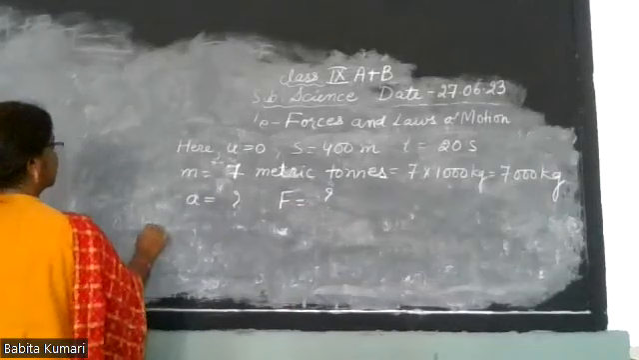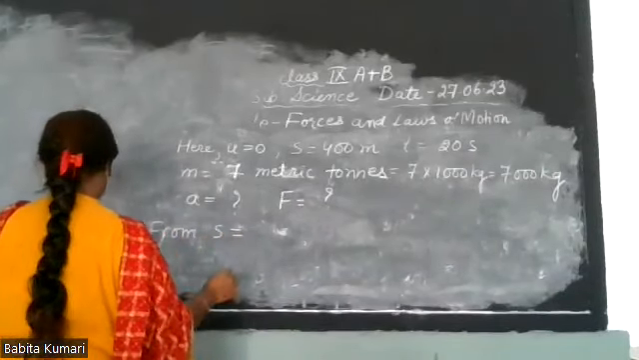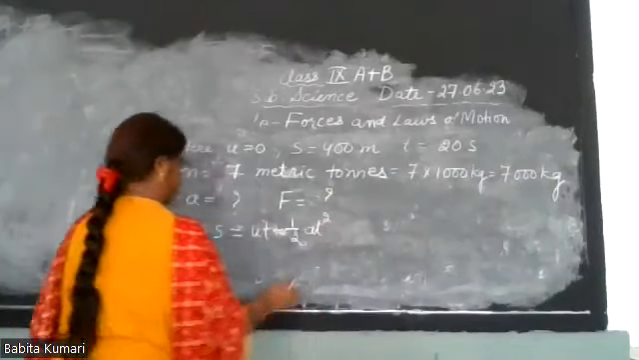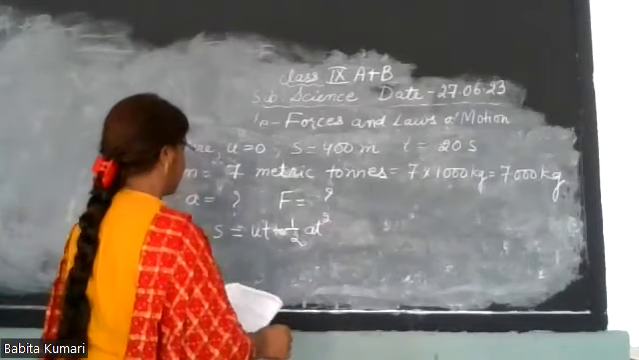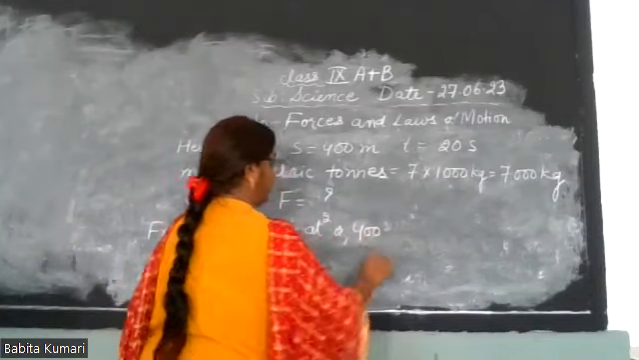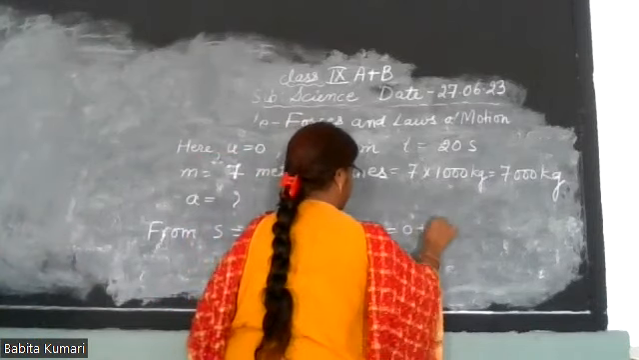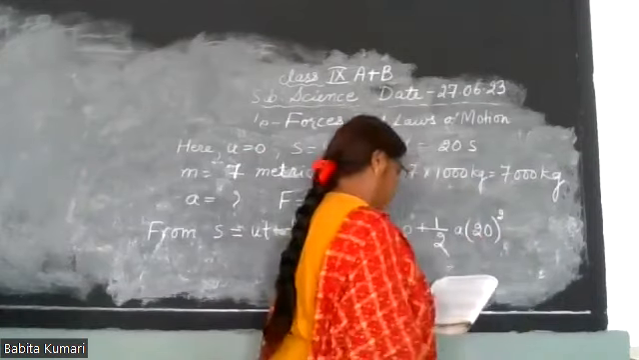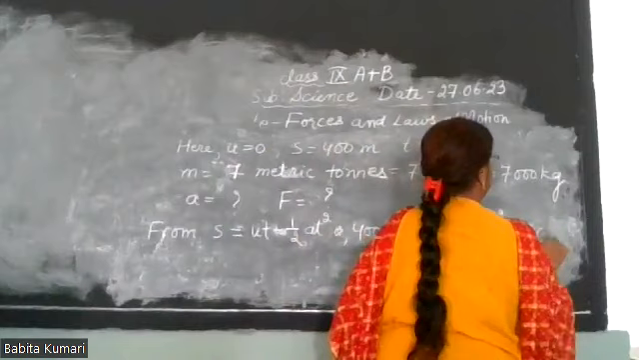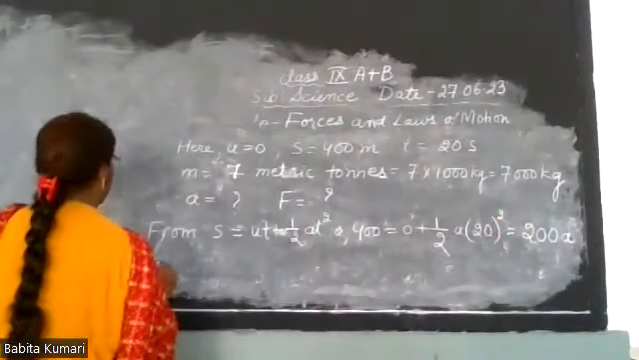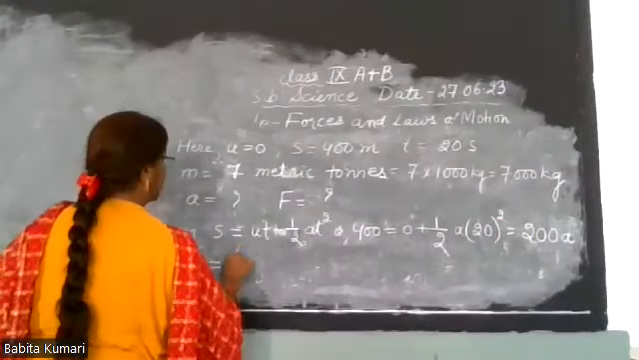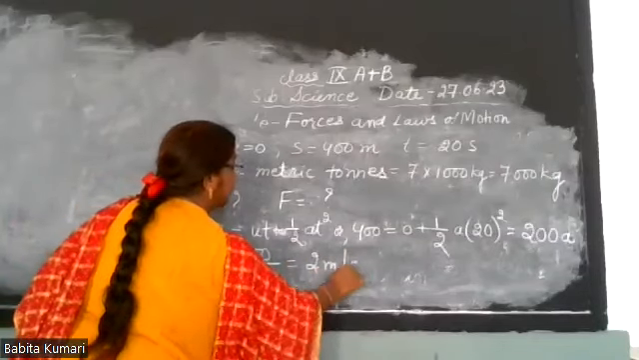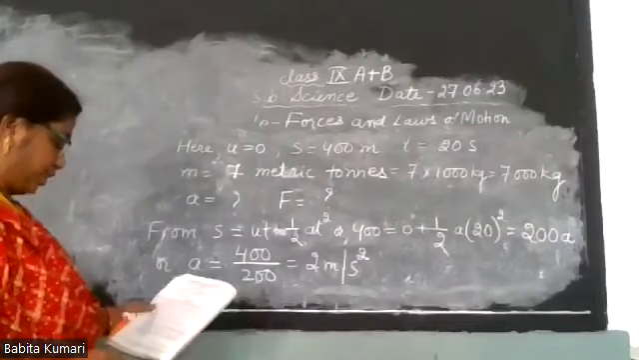Now, from x equals... upon 200. So now the answer is 2 meters per second square. Acceleration you have got is 2 meters per second square.